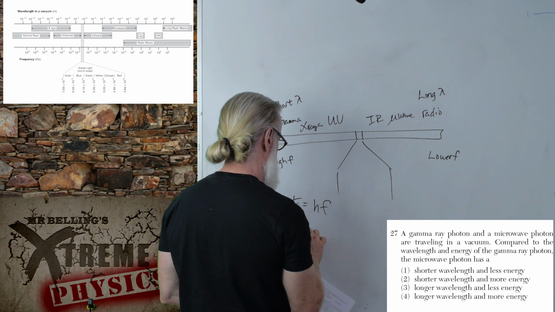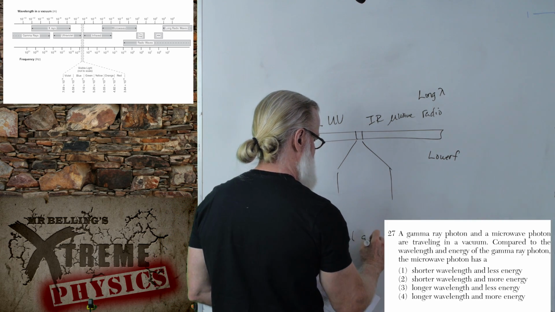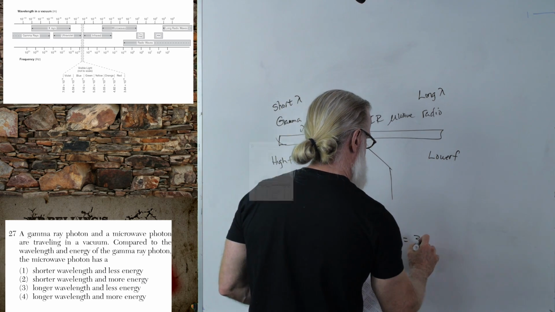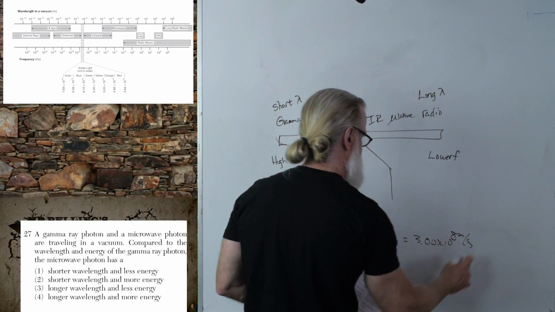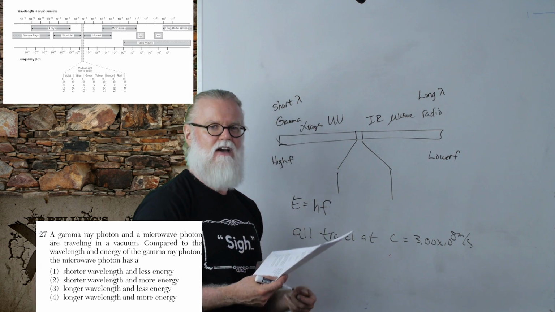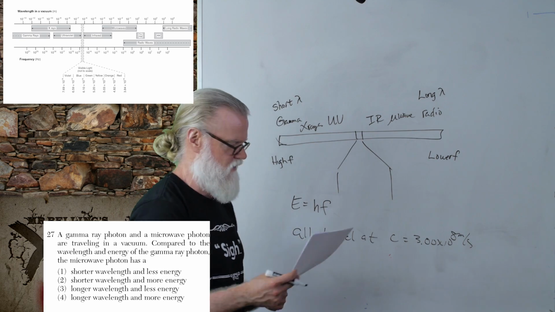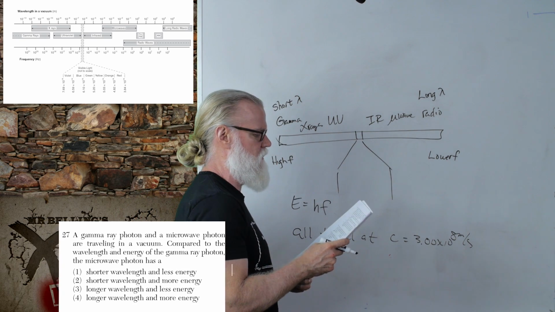They all travel at c, which is 3 times 10 to the 8th meters per second. They all travel at that speed in a vacuum. That is the speed of light in a vacuum. And in fact, as far as we know, nothing in the universe can travel faster than that. That's sort of a cosmic speed limit.